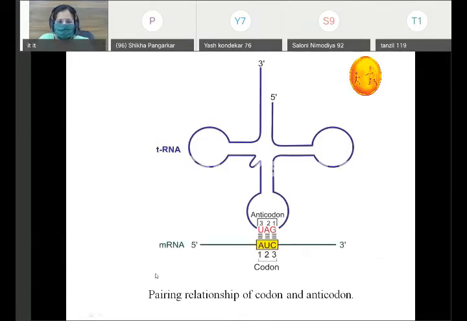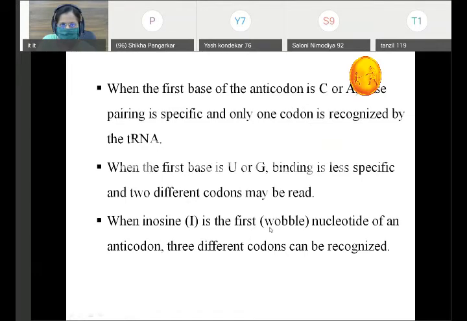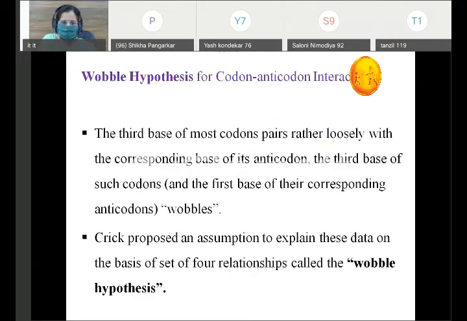See here, this is an mRNA. We can read it from 5' to 3'. So first, second, third. So these are the codons, and the complementary binding is with the anticodon of tRNA. This will be 3, 2, and 1. So the first base of mRNA will bind with the third base on the anticodon. Second will bind with second, and the third base on mRNA will bind with the first base of the anticodon. So this is the thing.